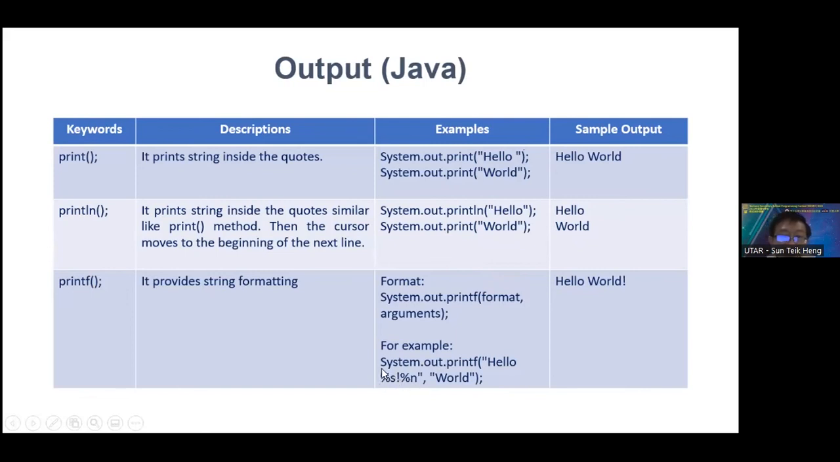Now this %s is the format, right? %n is the format. %s means it's a string. This %s is like a reserved place for this word. So you get hello world, because the word world will go into this %s. So you see hello world exclamation, and then this %n is a new line character.